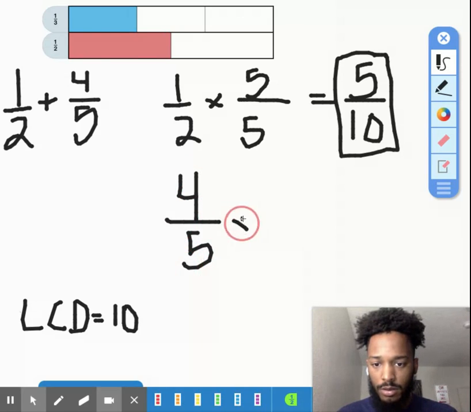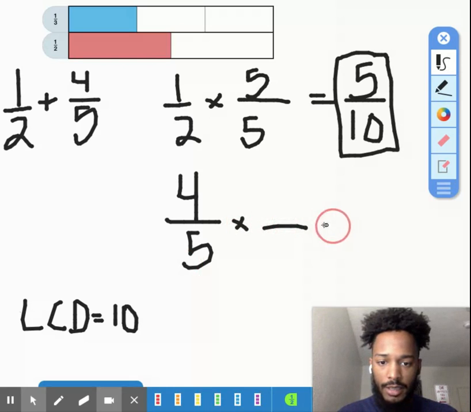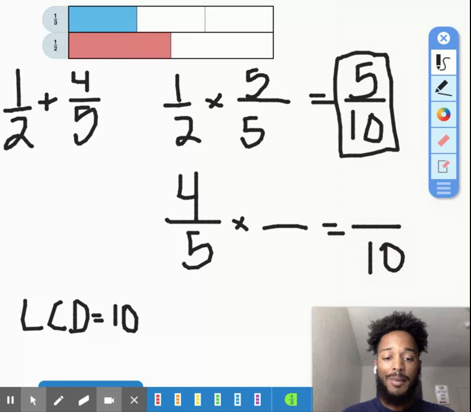times something is equal to something over 10, right? We know that the common denominator is 10, so that's going to be the same for both of these equivalent fractions. 5 times what number gives me 10? 5 times 2 gives me 10, right? If you said that, excellent job.